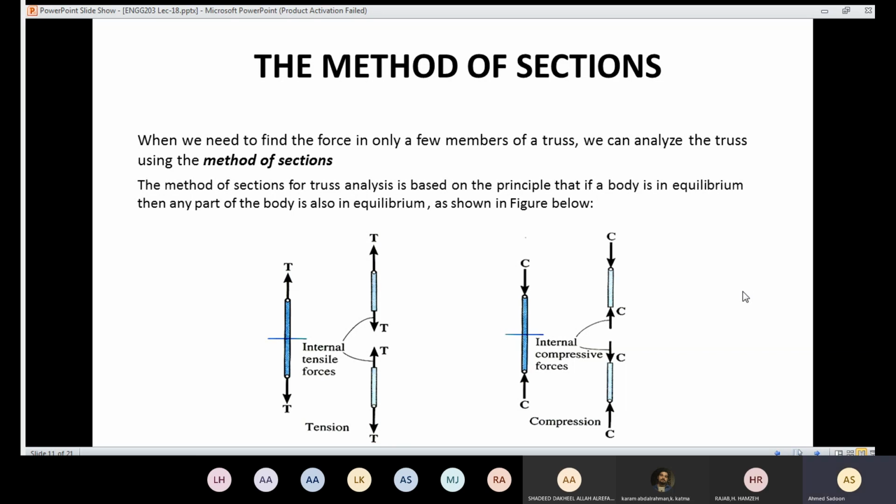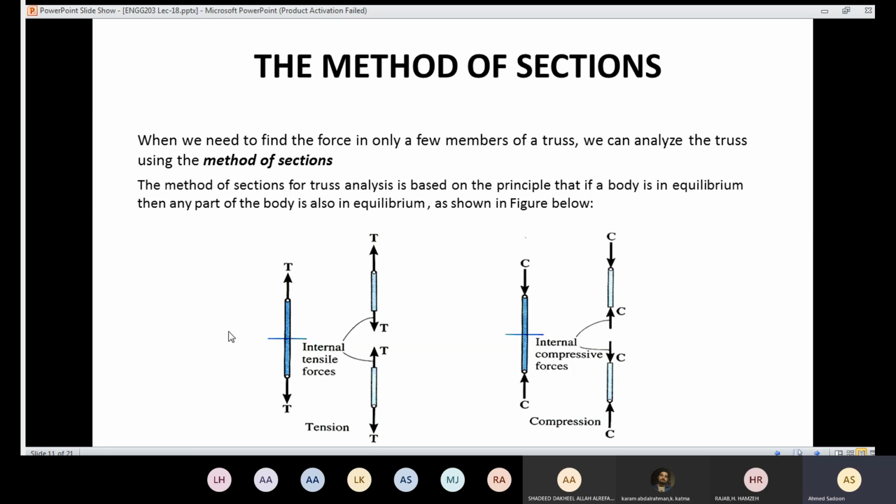So here we are going to learn another method. This one has its own advantage. I can know the forces acting on the member in the middle or at any location in the truss, not like the method of joints. So the principle here says that since the body is in equilibrium, that means any part of the body is going to be in equilibrium as well.